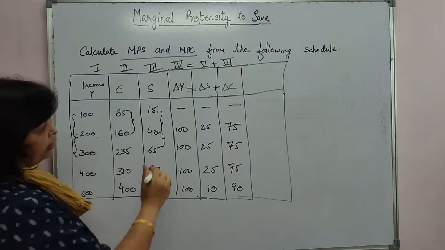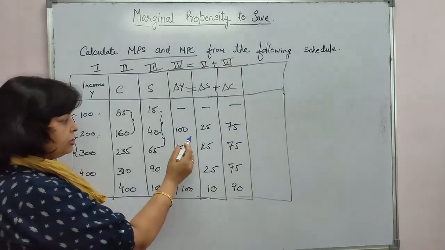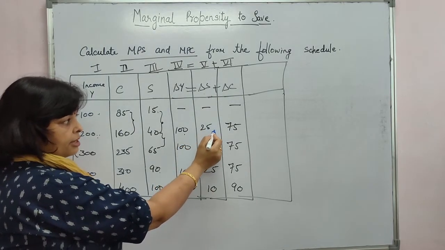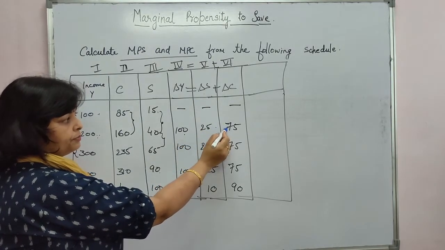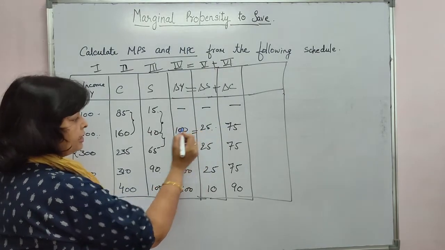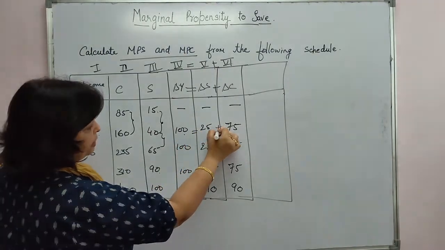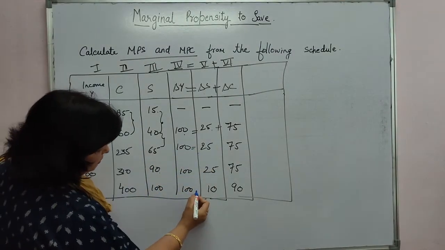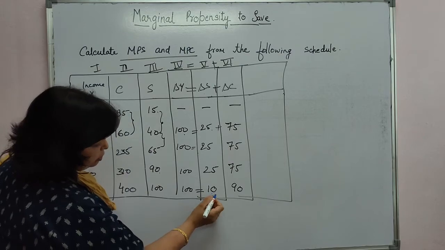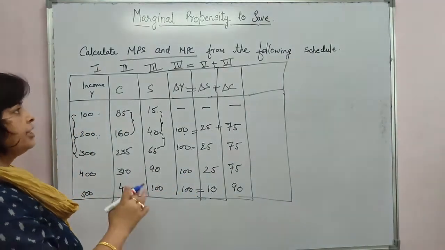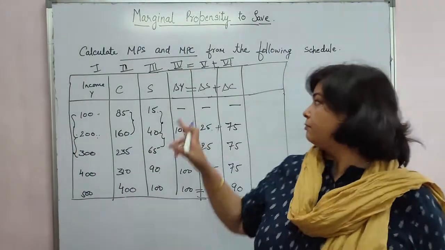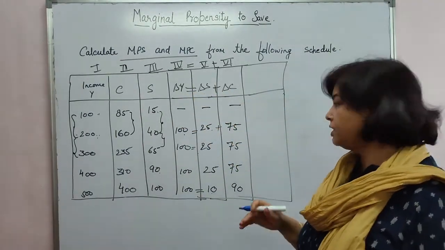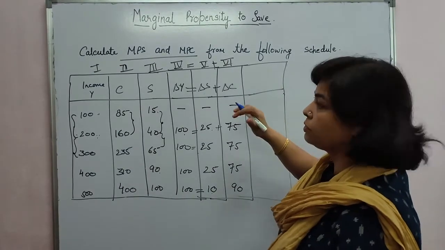Now we can check at all levels of income, the change in income is equal to the sum of change in consumption plus change in saving. That is 100 is equal to 25 plus 75, and in the last row also 100 is equal to 10 plus 90. So that is why delta Y is equal to delta S plus delta C, and that is why MPS plus MPC will also be equal to 1.